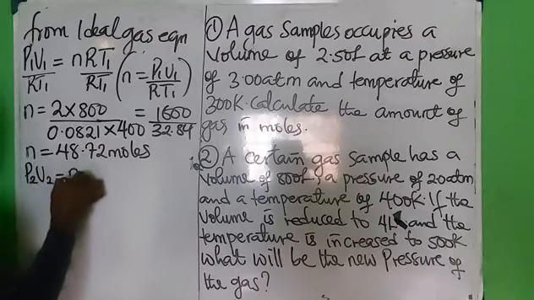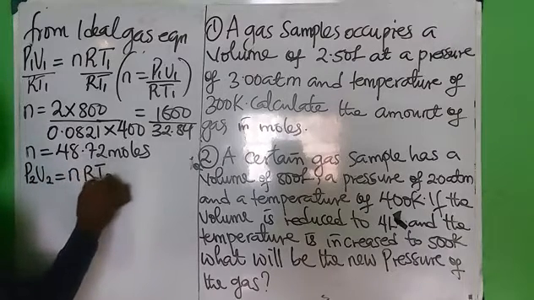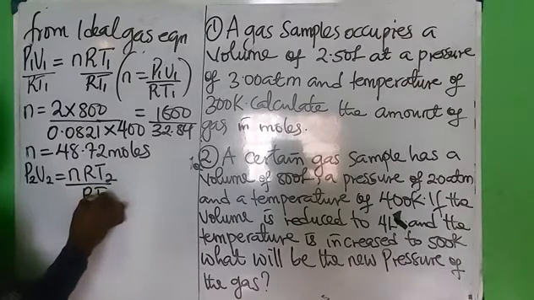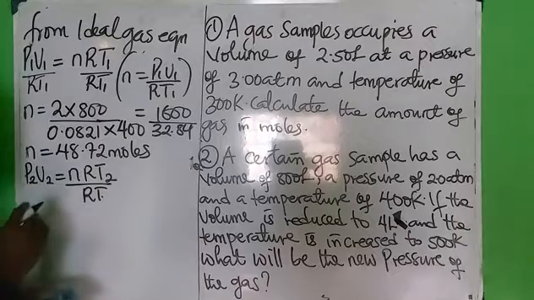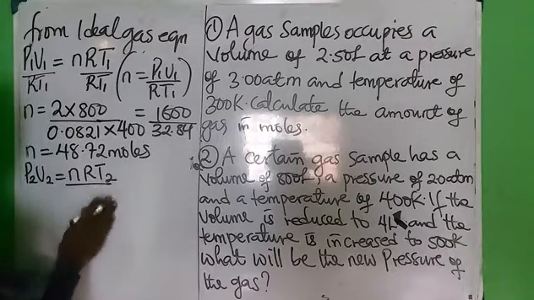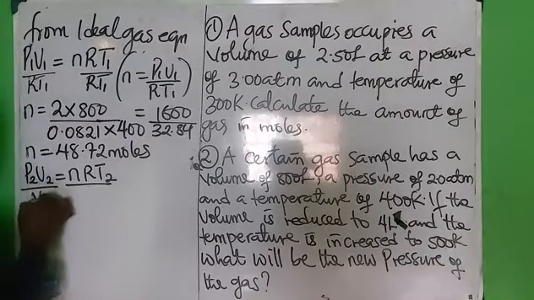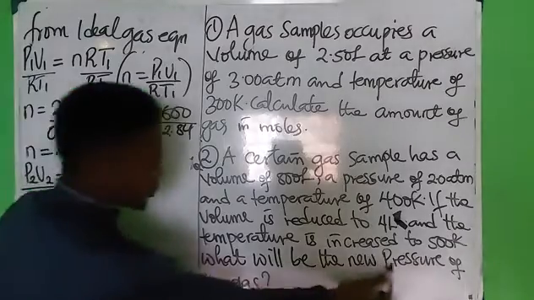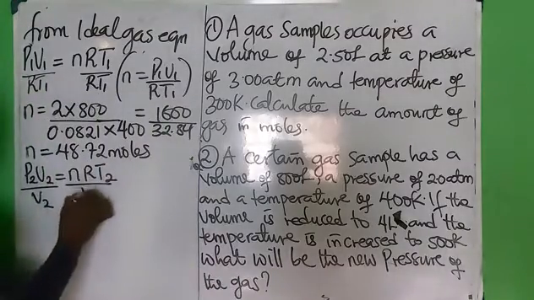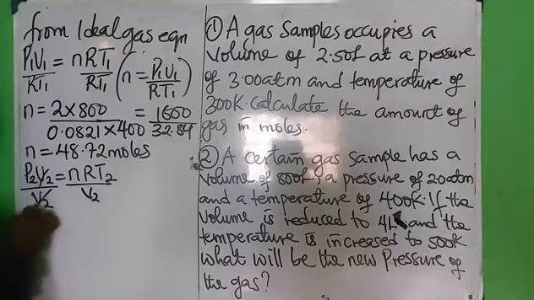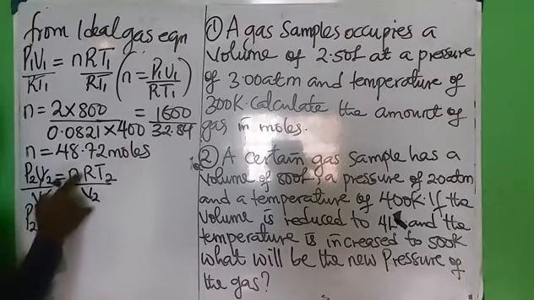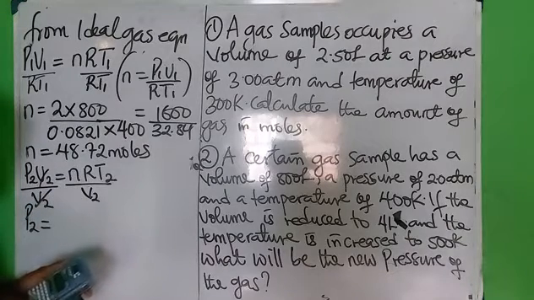P2V2 equals nRT2. So we divide both sides by V2, because we are looking for the pressure now. What will be the new pressure of the gas? So P2 equals nRT2 over V2.